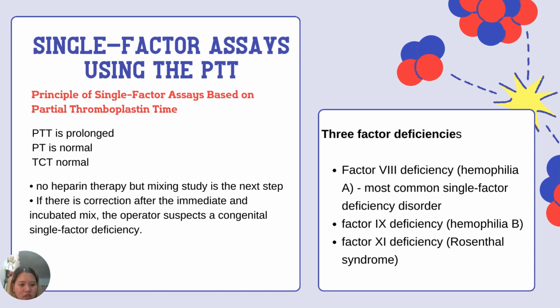So there are three factor deficiencies. First is the factor 8 deficiency, which is hemophilia A, or the most common single-factor deficiency disorder. Second is the factor 9 deficiency, which is hemophilia B, and the last one is the factor 11 deficiency, which is Rosenthal syndrome.